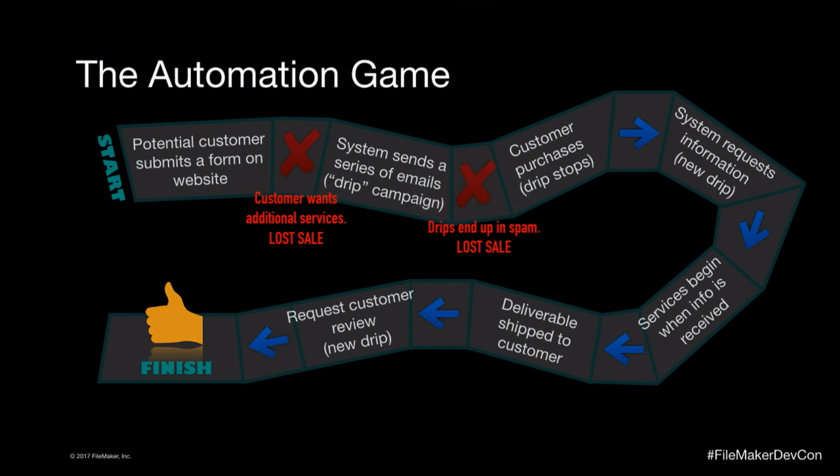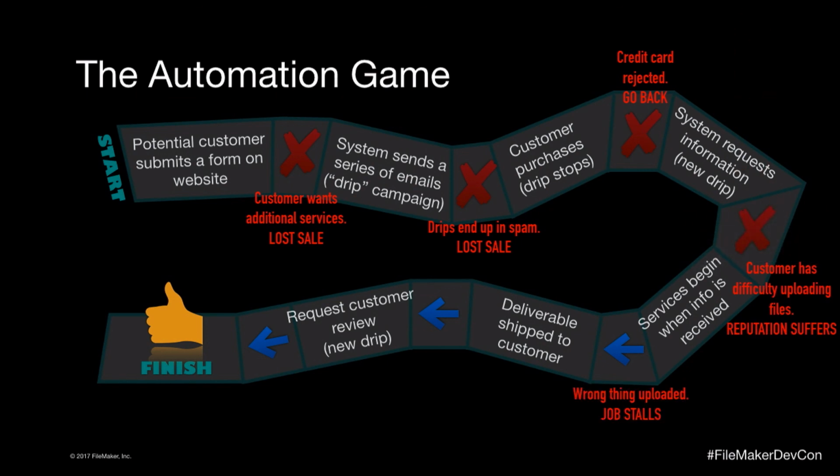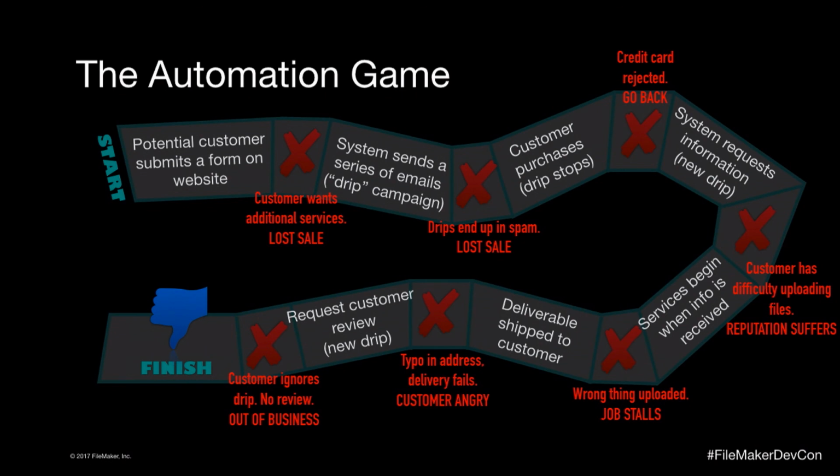This is a game, okay? Drip ends up in spam. You go back a step, the credit card was rejected. Did you write your code to account for that? What I actually wanted to start talking about, though, are things like your reputation starting to suffer because you didn't know the customer needed help at some point in this process, or you didn't know that they were getting frustrated. You got the customer angry, the job stalls, you went out of business, sorry.